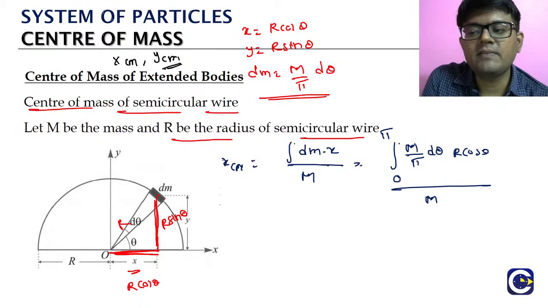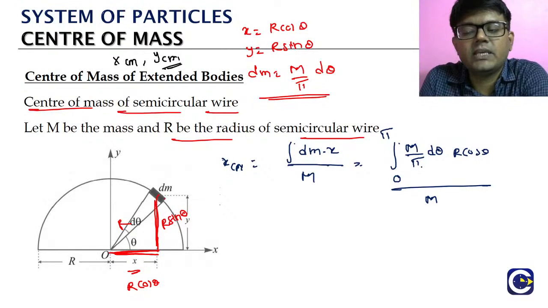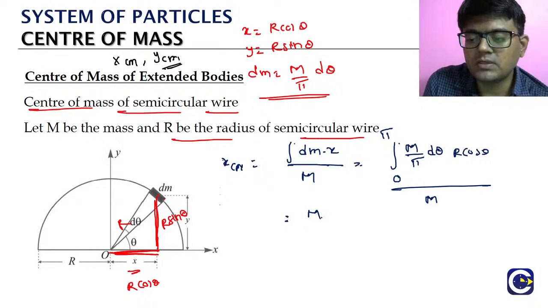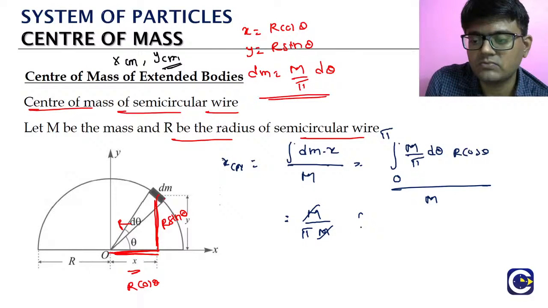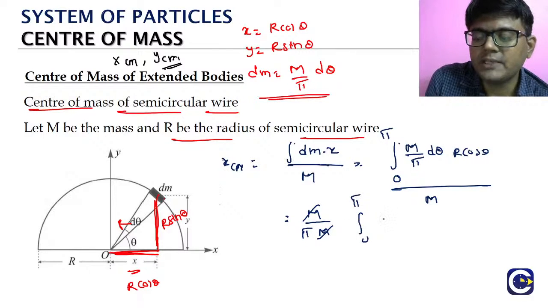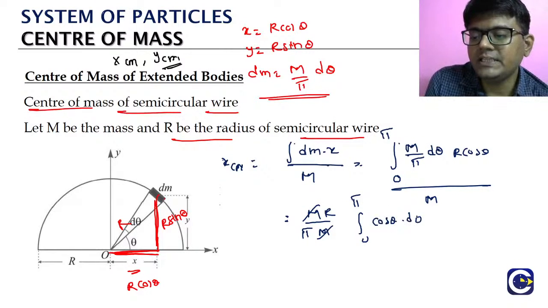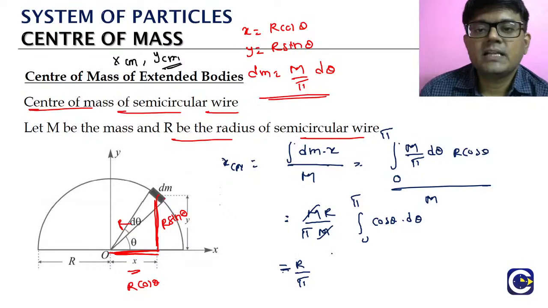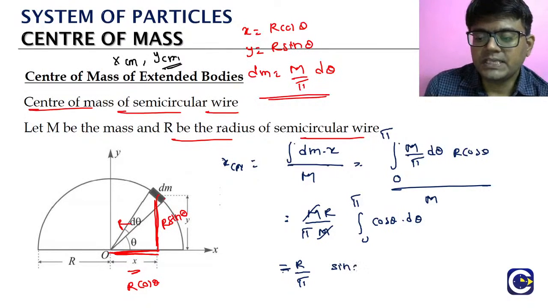So capital M is anyway constant, pi also constant, அப்படியே வெளியே வரும். So பாருங்க, what is it? m will come out, அந்த மாதிரி pi also will come out. Already there is a m in the denominator, cancel ஆயிடும். Integral 0 to pi, r also will come out. Okay, cos theta d theta. So then the r by pi, integral cos theta, so now what is it? What is integral cos theta? Sin theta.